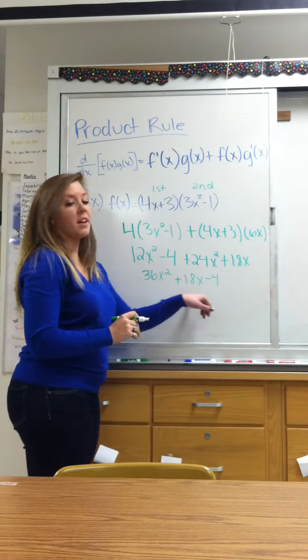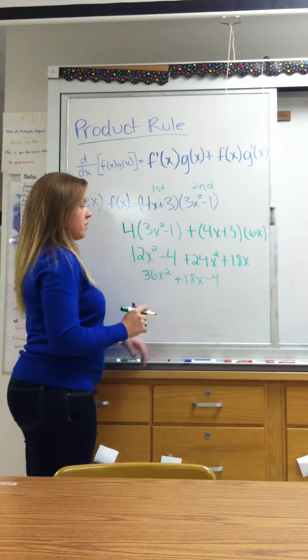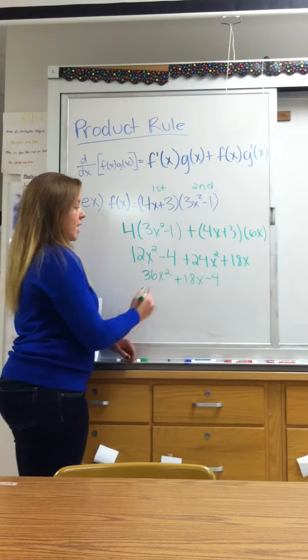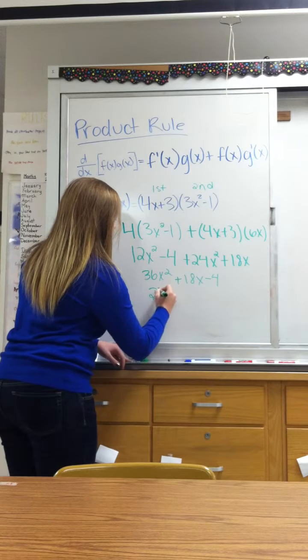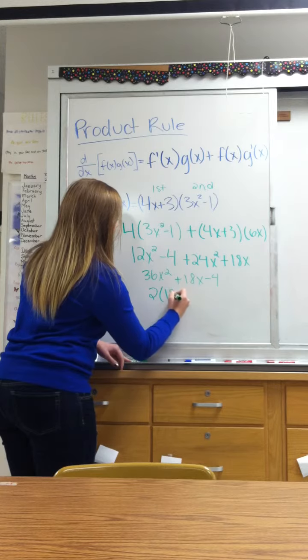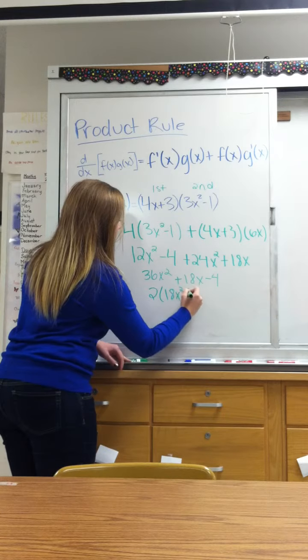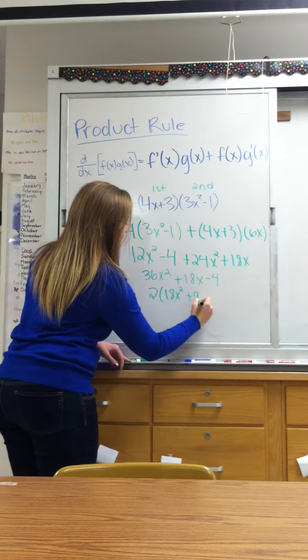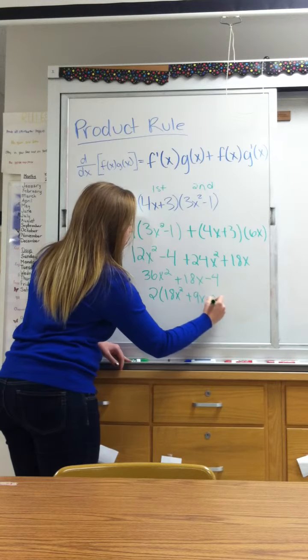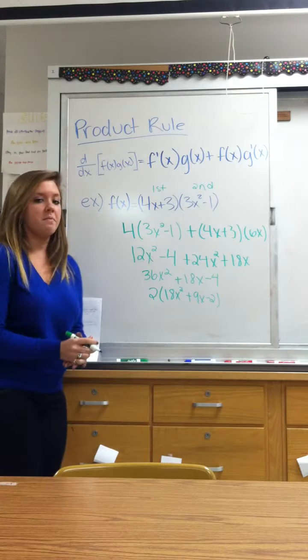And then when you finally get the answer, you're going to look and see if there's anything that you can take out, and the only common factor would be a 2, so you can take a 2 out of everything and get 18x squared plus 9x minus 2. And then you're done with that one.